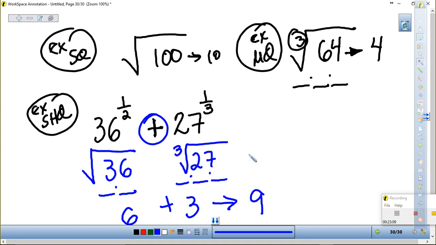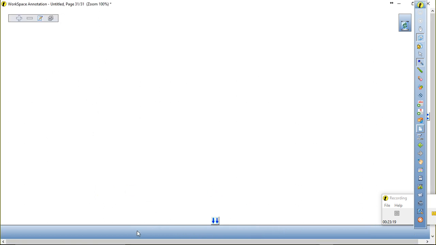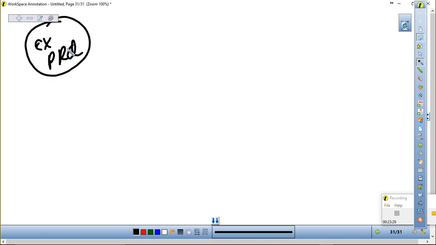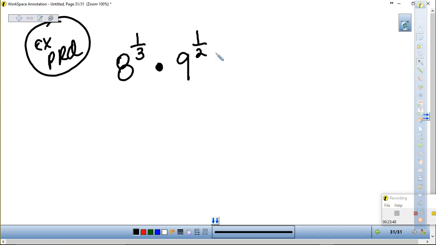One more of these, yes? Okay. Let's do an example, Power Rangers cube. Here we go. Let's do 8 to the 1/3 times 9 to the 1/2. Copy that. See how you do with that.